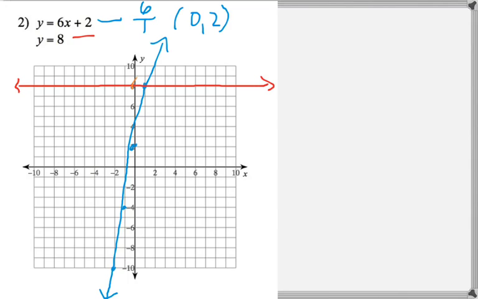Step 3, we have to identify our point of intersection. That would be that point right there. That point's location, its x value is 1, its y value is 8. So the solution to this system is the point 1, 8. Let's look at another example.